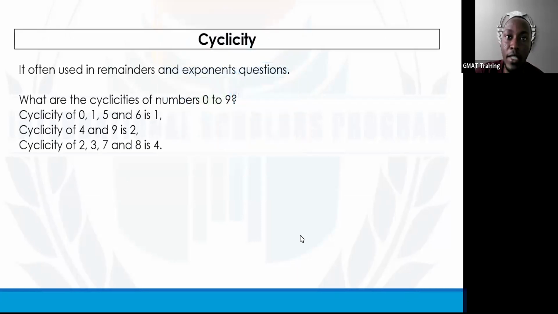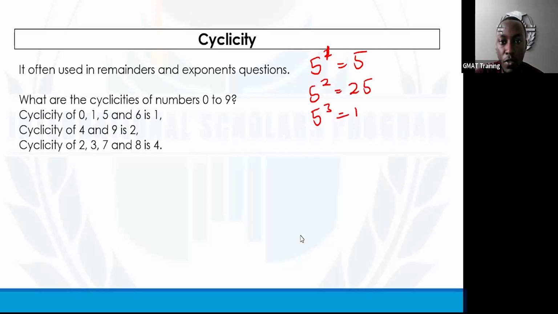Okay, so cyclicity is often used in remainders and exponents questions, and it's more like repetitions of numbers when you have exponents. For instance, for the cyclicities of numbers 0 to 9, we have 0, 1, 5, and 6 having a cyclicity of 1. If you take 5 to the power 1, that's 5. 5 to the power 2, that's 25. 5 to the power 3, I believe that's 125. As you can see, the last digit is always 5, so cyclicity of 1.